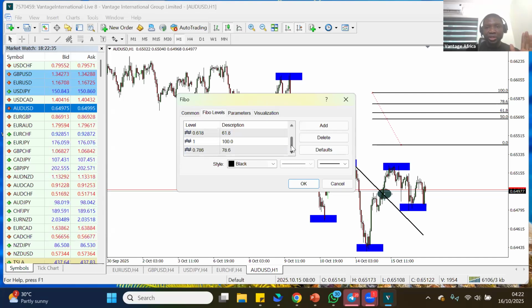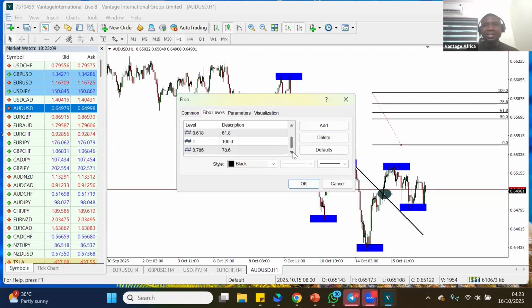For the 23 level and the 31 level, all you need to do is click on it and delete. Click, delete. Then anything beyond the 100, all those levels beyond the 100, delete them as well. You delete everything. The 100 becomes the maximum that you will have here, right?